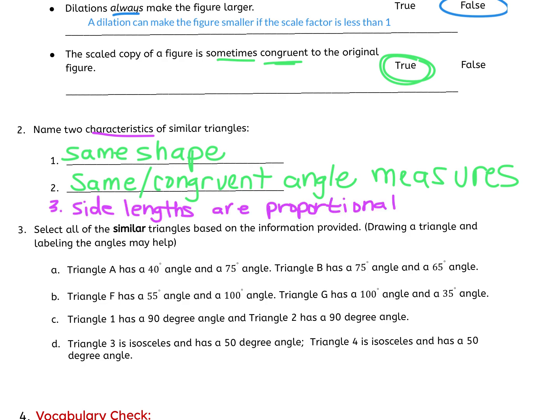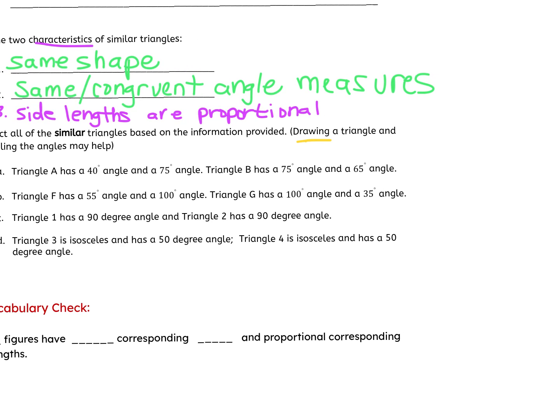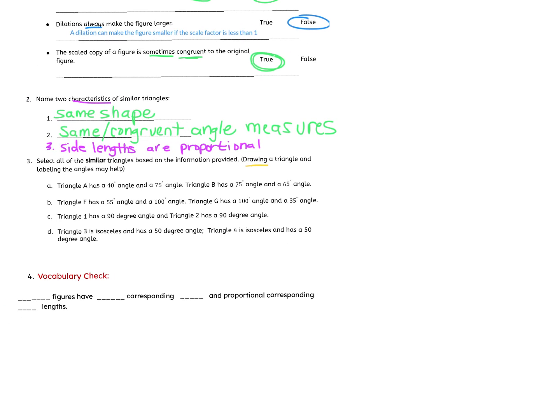Okay, moving on to number 3. Select all of the similar triangles based on the information. And then there's a suggestion here that a drawing might be helpful. So I'm going to go ahead and do that. Triangle A has a 40-degree angle and a 75-degree angle. Triangle B has a 75-degree angle and a 65-degree angle. So I'm going to make some space over here to draw that out. Okay, so triangle A is 40, and then we have 75.